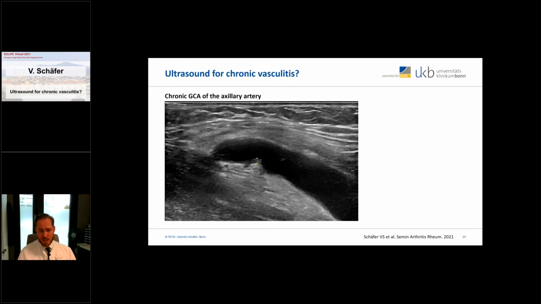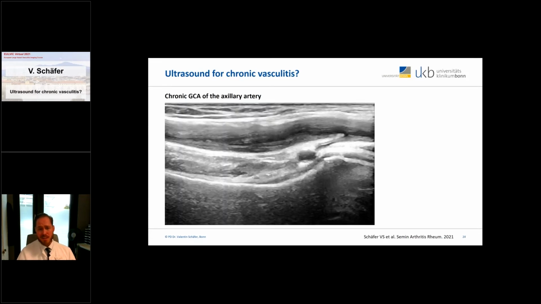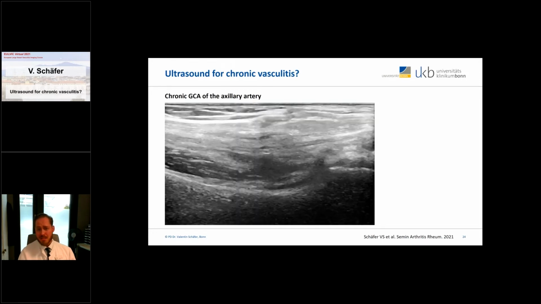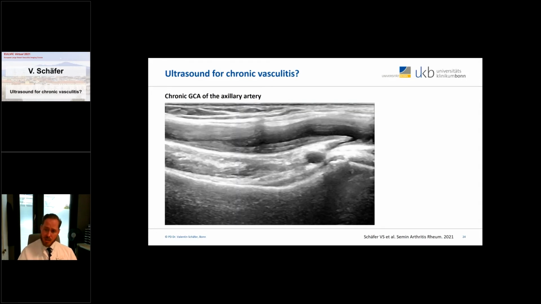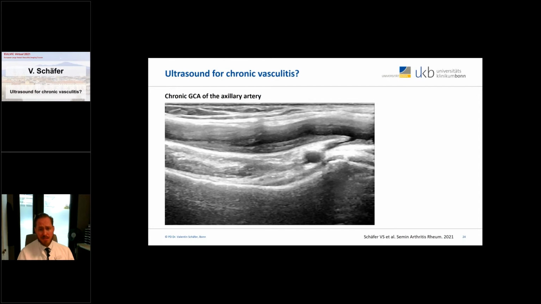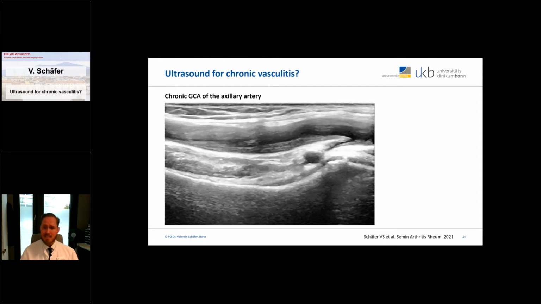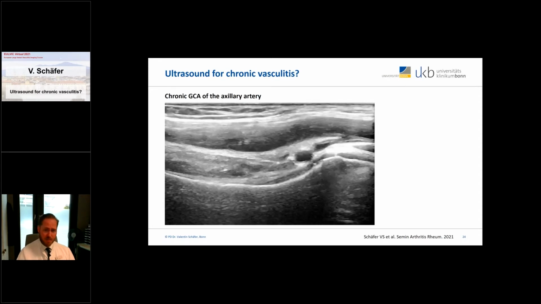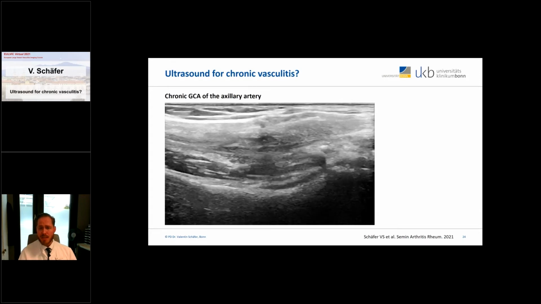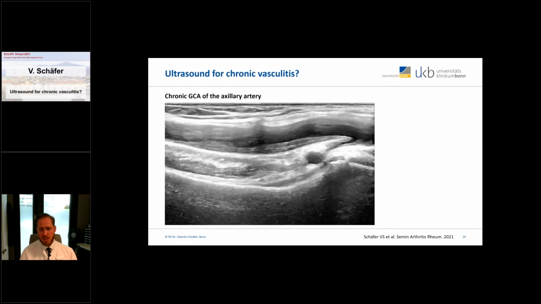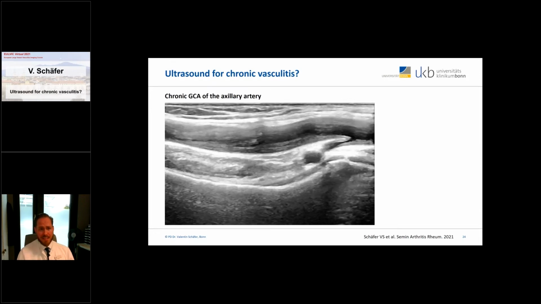So we have a new definition, and here's another picture of chronic GCA. You see the intima media complex is thickened, very echogenic, in this patient who had been suffering about 12 months from an axillary disease. He was checked in the oncology department for many months, received repeated CT examinations, and then if you do an ultrasound of this axillary artery, you see a typical chronic old GCA.